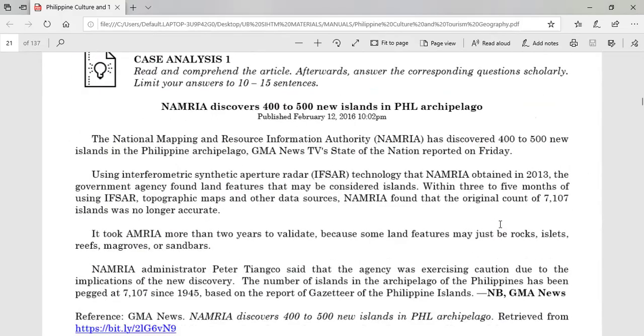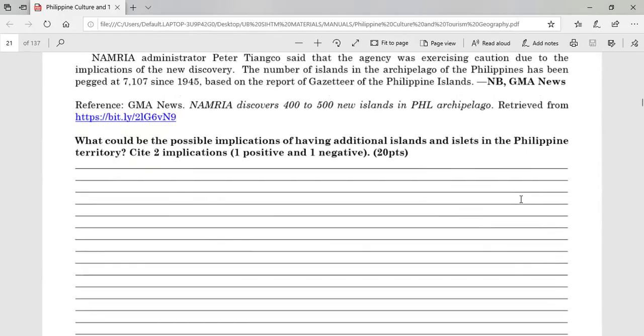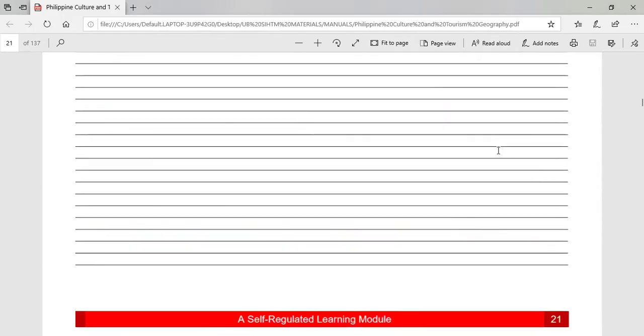Let's keep this case analysis for now, but you may try to answer this one during your free time.